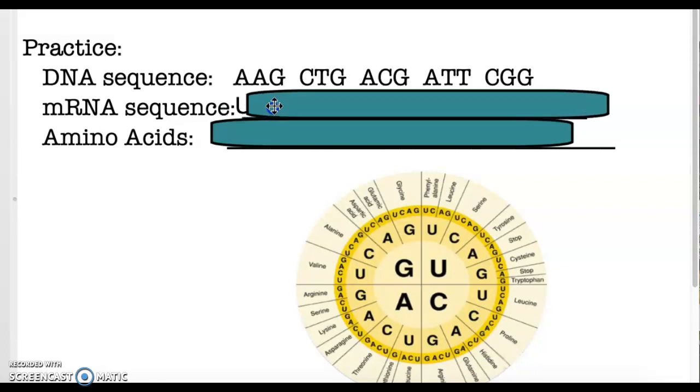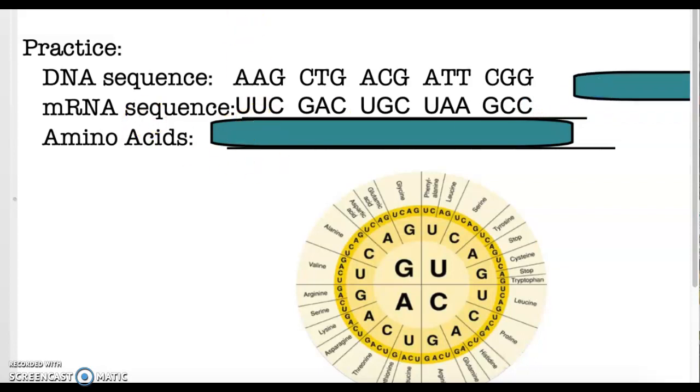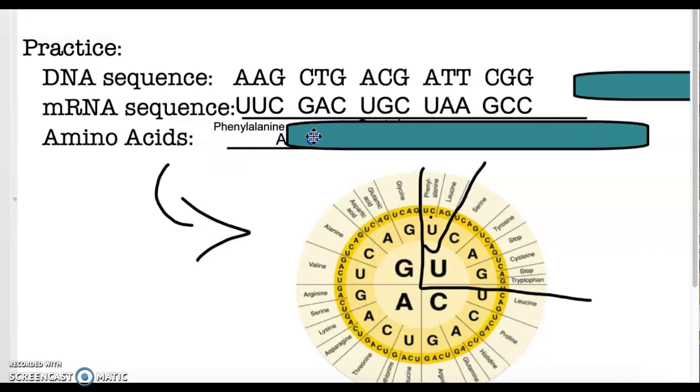All right, so A goes with U, uracil. Remember, RNA has uracil, not thymine. And then it should be UCU, GAC, UGC, UAA, and then GCC. All right, so now we need to use the genetic code to find out what amino acids go with each codon. So when we say U, that means we're only working with this bracket. U means now we're only working with these, and then C is right here. So that means our amino acid is phenylalanine.